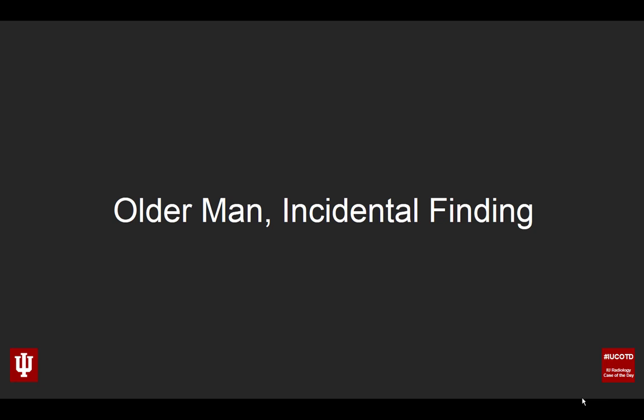So this is an older man who came in for imaging totally unrelated to what's going on. I think he had a headache or something like that. That history is not that important because this was an incidental finding on routine imaging of the brain. Again, older patient.